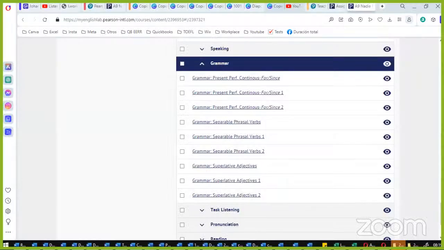Left where? On separable phrasal verbs. Okay, here.